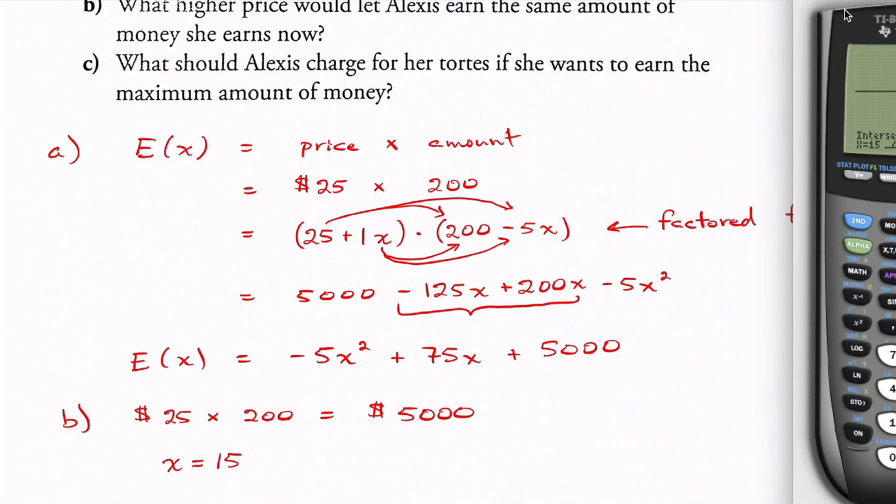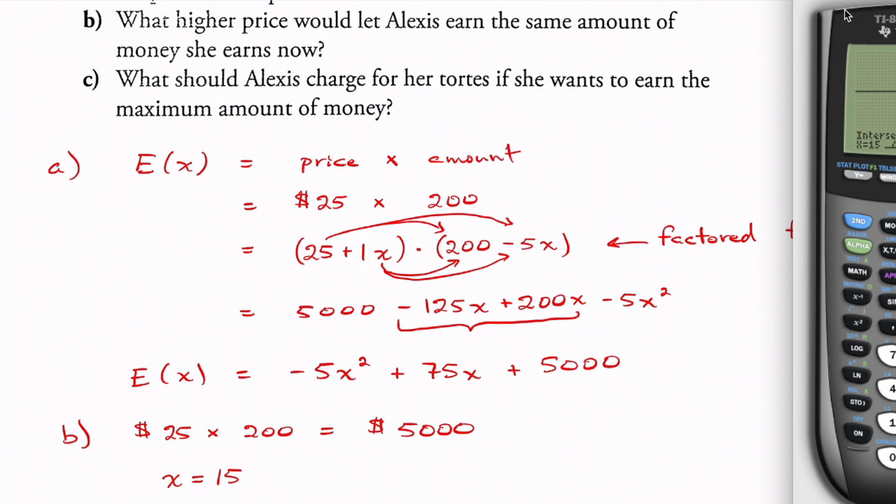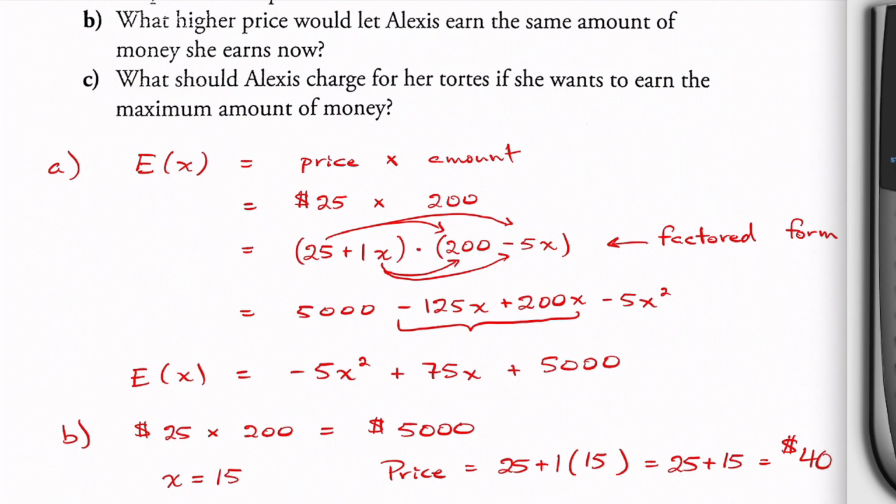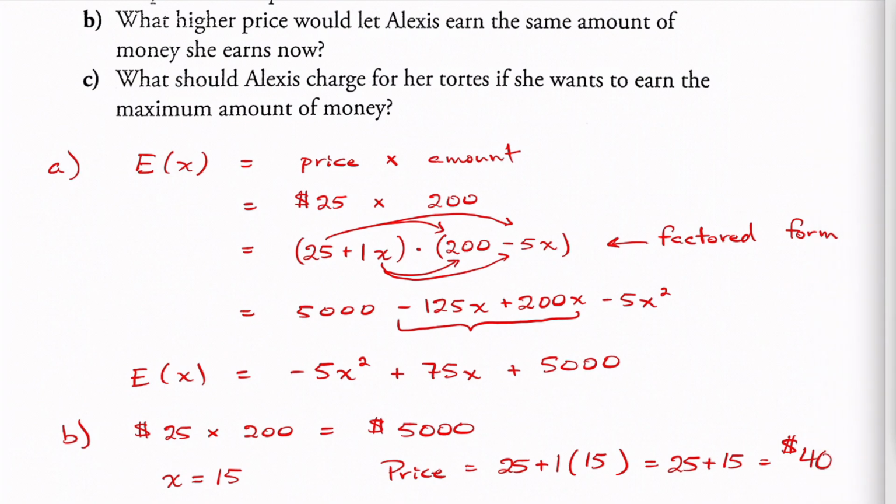Now, the question didn't ask what x is going to be. It said what higher price would let Alexis earn the same amount of money. So the price, we had that written up here. The price is equal to 25 plus 1 times x. And x we just got is 15. So let's put in a 15. That's going to give us 25 plus 15, and adding those together, we get 40. So again, that was just $40 for the price.